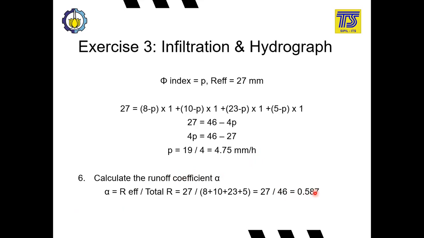0.587, which means the amount of the water which is going on the surface or becoming the surface runoff is 58.7% from all of the water going from the rain. So from the total rainfall, 58.7% is going to the surface runoff, and the rest will go to infiltrate into the soil.